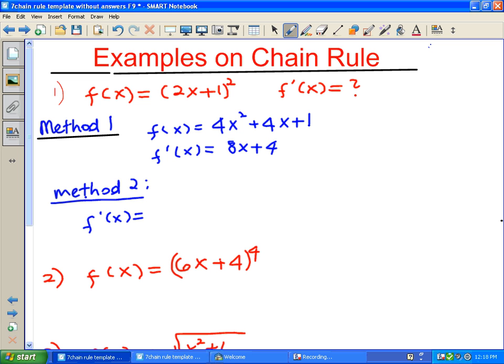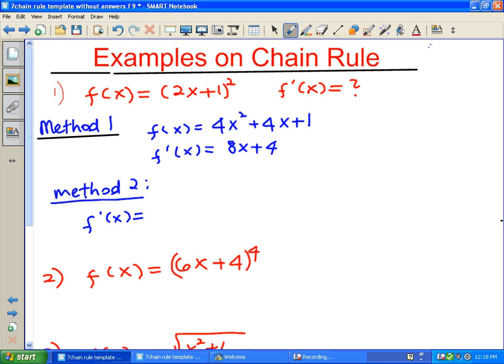But think about what you would do if the power was the 10th power. We don't want to distribute this 10 times, FOIL it 10 times. It would be just way too messy. In that case, the chain rule will be very time saving.